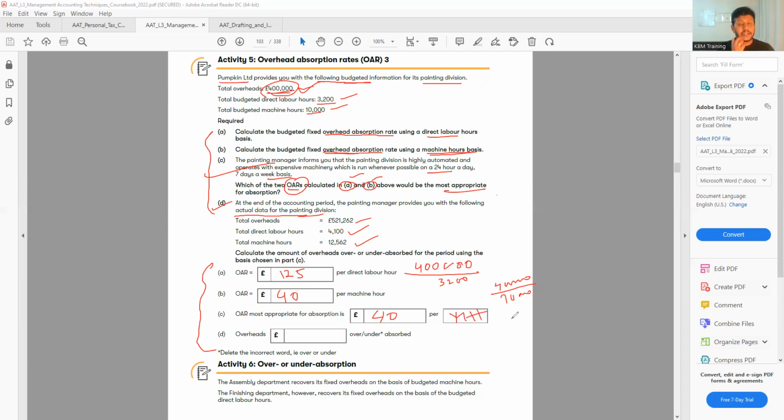And finally, the most tricky one: is it over or under absorbed? So let's try to find it out. Now we need the actual activity. Actual activity means the hours. You can see we have actual machine hour and we have actual labor hour. So we need to find out how much it is. The machine hour is the most appropriate. Number C, we have decided we'll go for the machine. So we need to take the machine hour.